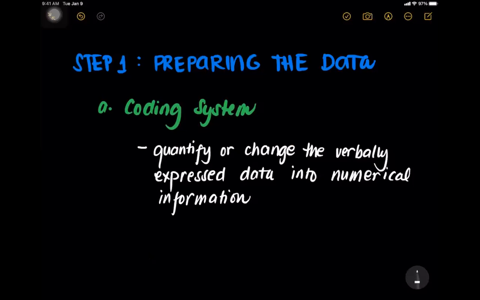And likewise, in order for us to have a uniform data processing in a quantitative research type, it's very important that we code our non-quantitative data. Okay, so how do we do this?